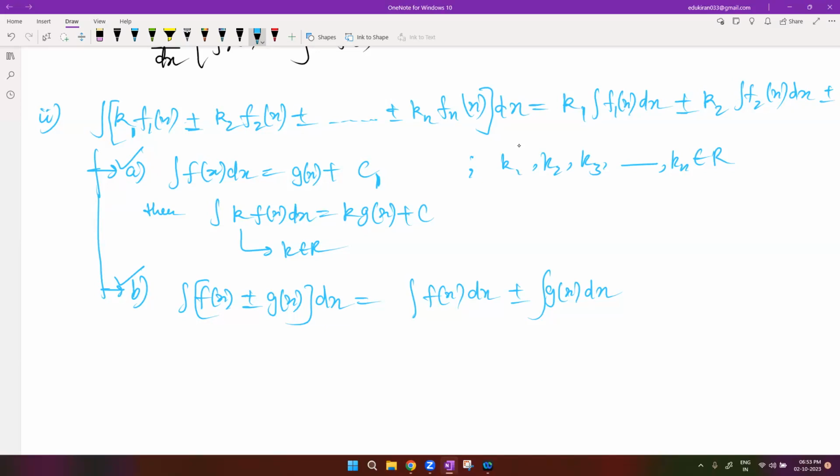Sin x upon 100, sin x upon 1000. You know the integration of all. And the second property says that if you know the integration of sin x and the integration of cos x, then you also know the integration of sin x plus cos x, and sin x minus cos x or cos x minus sin x. This is what we are trying to say.